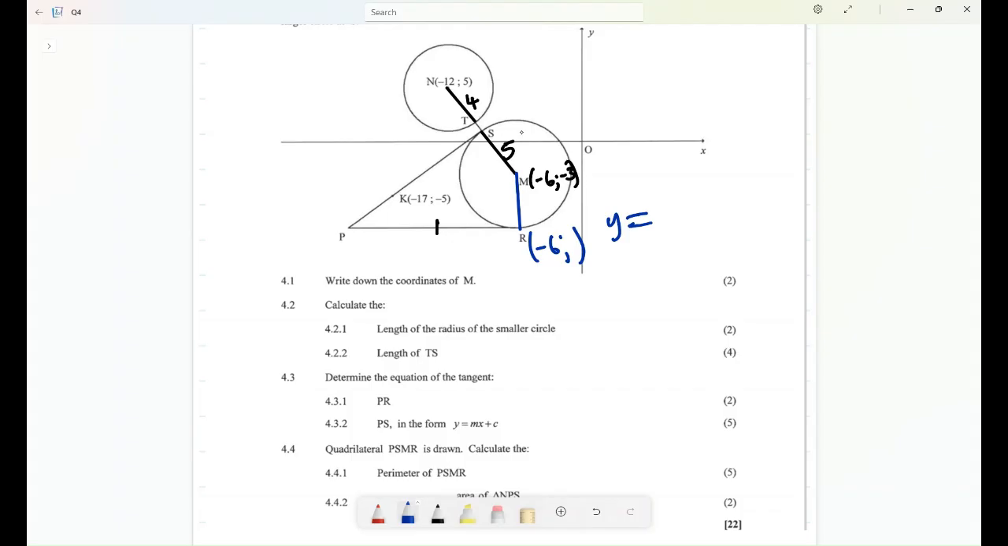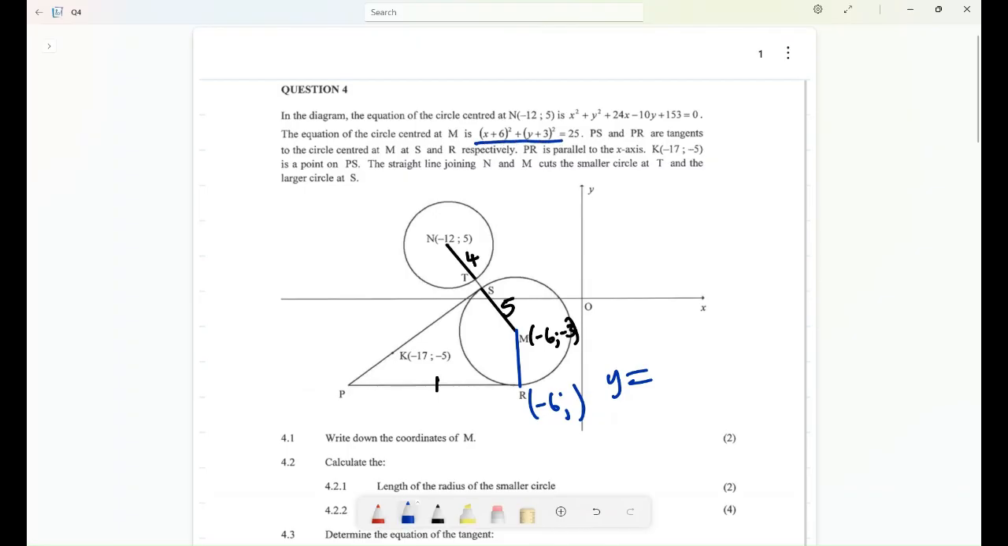But how can we get a y value? Remember it is just a point on the circumference of the circle. If it is a point on the circumference of a circle, I can use my formula for the bigger circle, this one. I will substitute x as negative 6 and find y. Negative 6 plus 6 squared plus (y plus 3) squared is equal to 25. Remember, I'm trying to solve for y. This is 0. Then it's going to be (y plus 3) squared equal to 25.